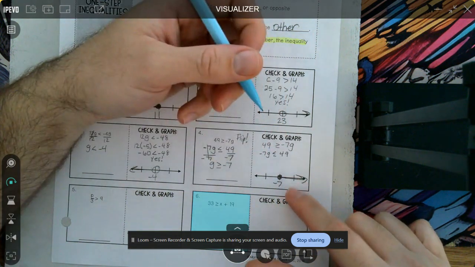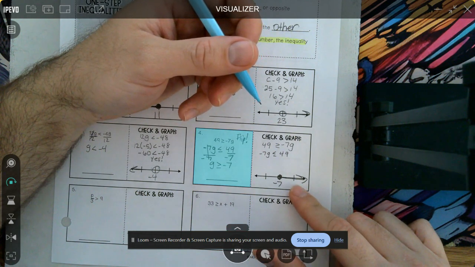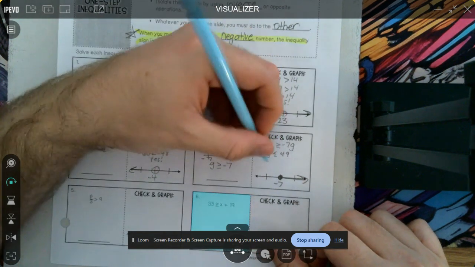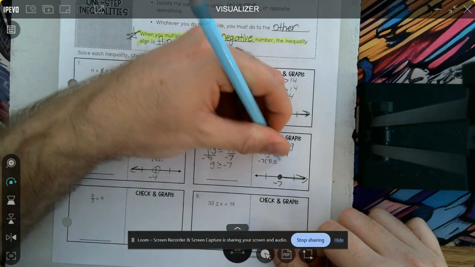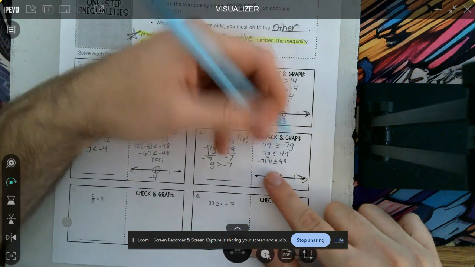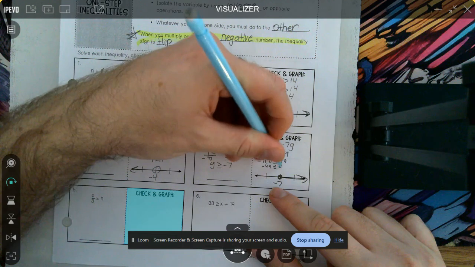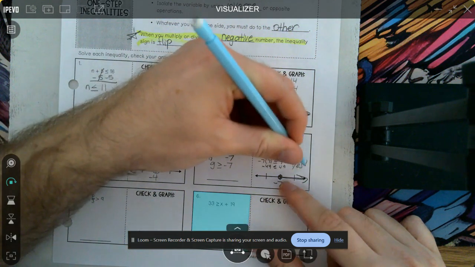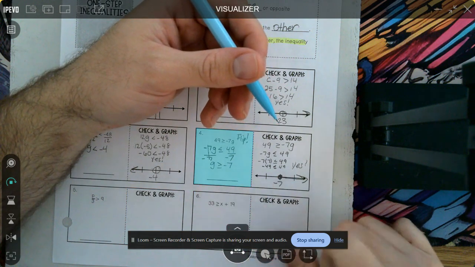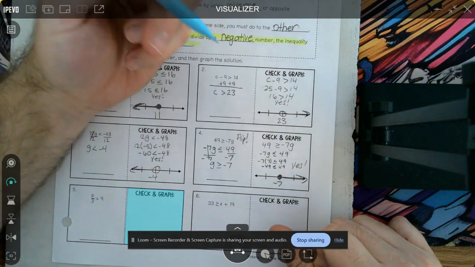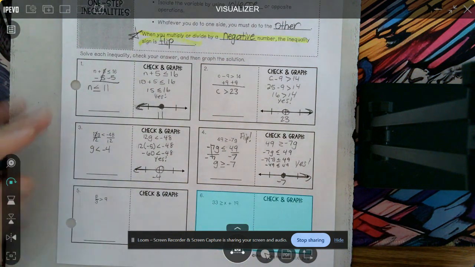Now I'm going to plug in a value that's greater than negative 7. So let's do positive 7. Negative 7 times positive 7 is less than or equal to 49. Negative 7 times 7 is negative 49. Is negative 49 less than or equal to 49? Yes, it is, because it's equal to 49. So this is true. I graphed it correctly. We're all good. All right, you try numbers 5 and 6.